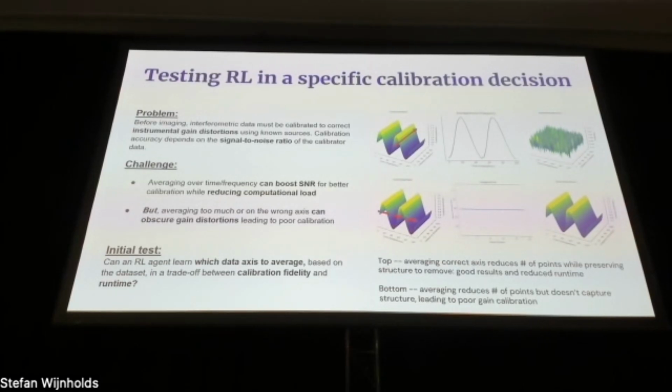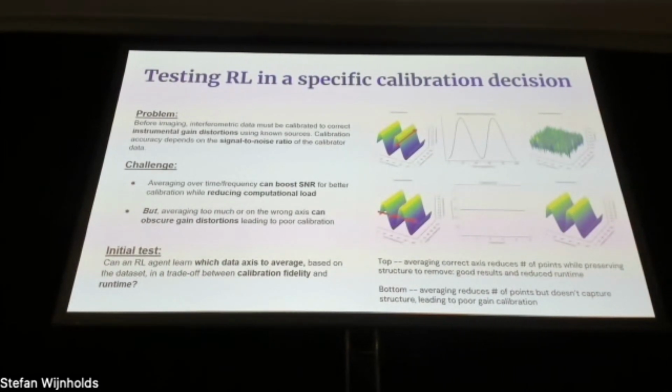So the initial test that we gave to the agent was, can it learn which axis to average based on the data set and then make the decision between the trade-off between calibration fidelity and the runtime? On the top row here is a simple example of if you average across the right axis, you reduce the number of points while preserving the signal that you want to divide out. If you model it correctly and divide it out, you're left with nothing but noise. And the idea is that your sine signal is the only thing left. If you average across the wrong axis, there's really not much that you can model and then divide out, leaving you with a poor calibration.